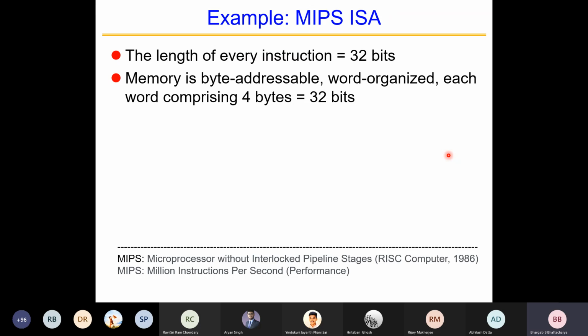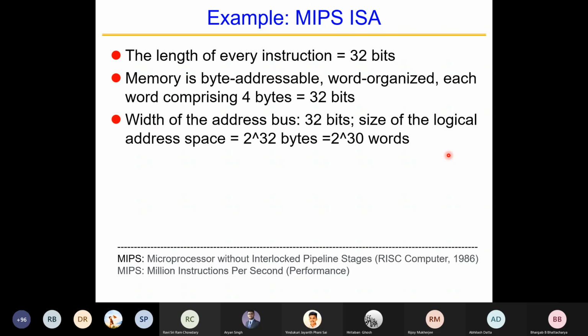Memory is considered to be byte addressable. It is organized as bytes. It's byte addressable, but word organized, in the sense that when you are transferring something, we are talking about words, and each word comprises 4 bytes. That means again 32 bits. But each byte is addressable. The address bus is 32 bit again. So everything is 32 in MIPS.